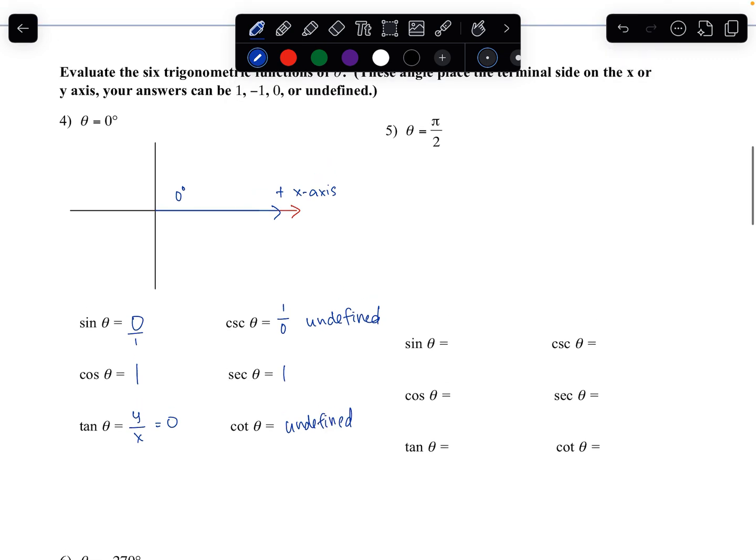Alright, now for pi halves. Pi halves is the equivalent to 90 degrees. So if you had your coordinate plane right here, the initial side will stay on the x-axis while the terminal side will rotate 90 degrees. So here is our angle of 90 degrees. You can see that we're on the positive y-axis.